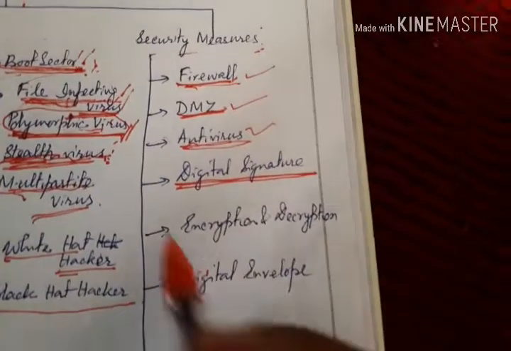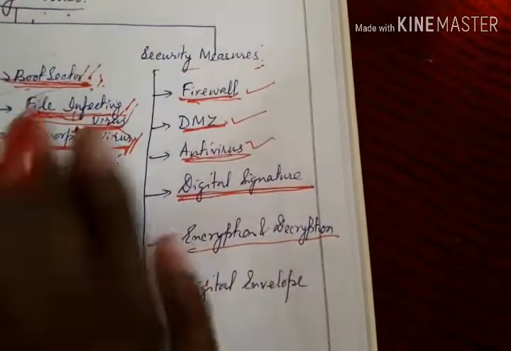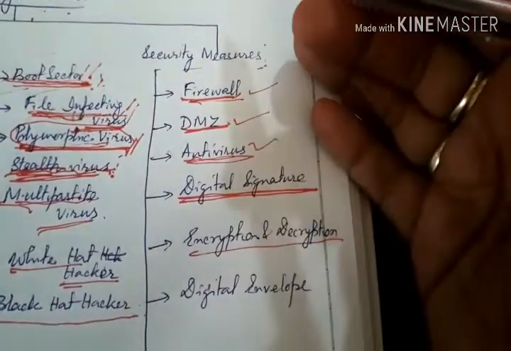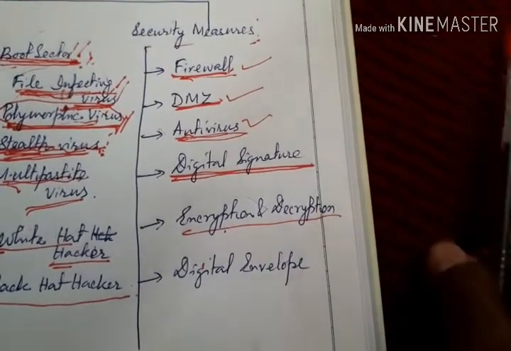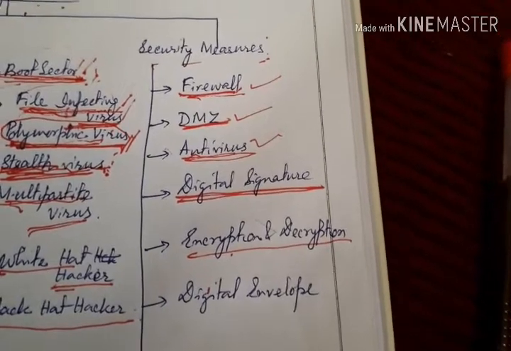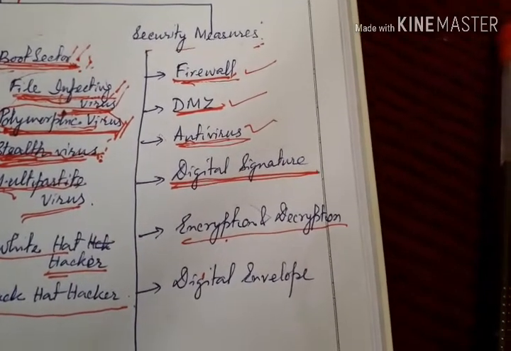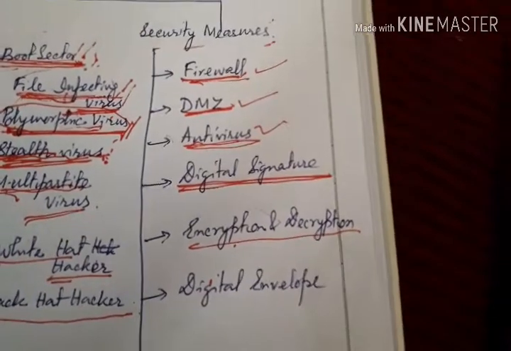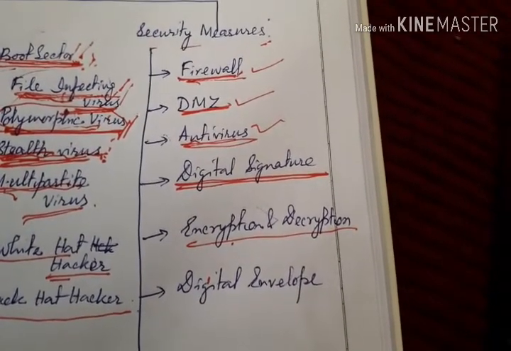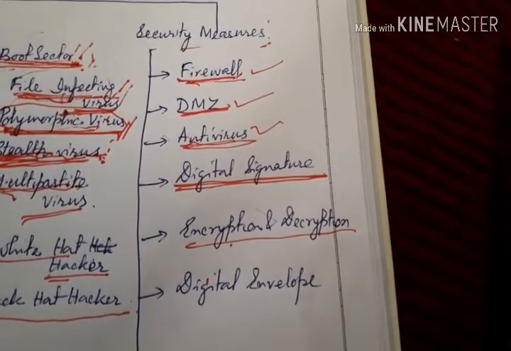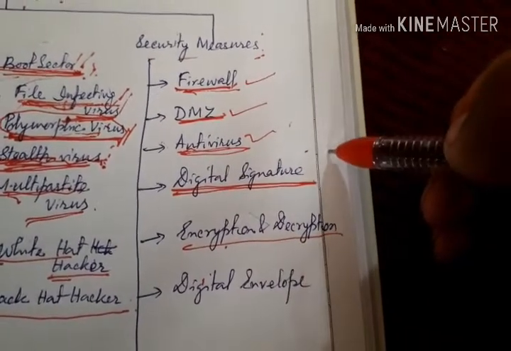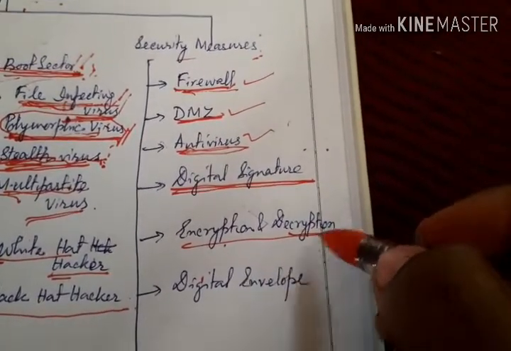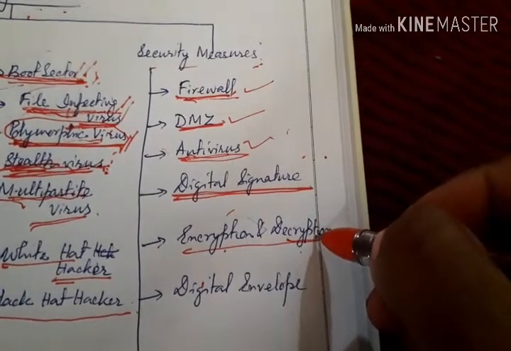Next one, encryption and decryption. Now, when a sender sends data, it may be hacked or anything, but if it is made in such a way that it cannot be read by everyone, that process is known as encryption. And the reverse of encryption, that is decryption, is only understood by the actual receiver. They are able to decrypt it and get the proper message.